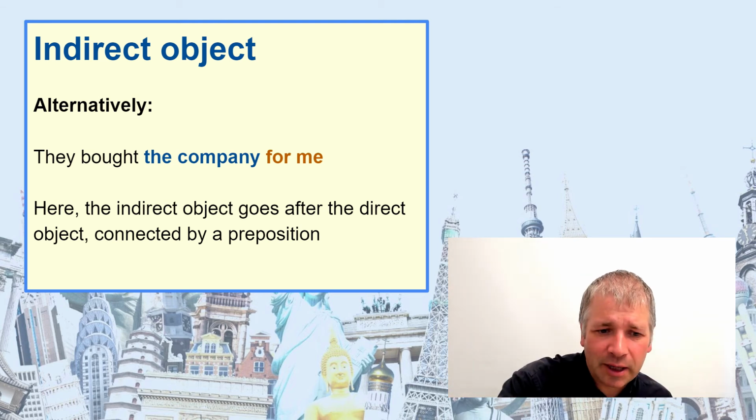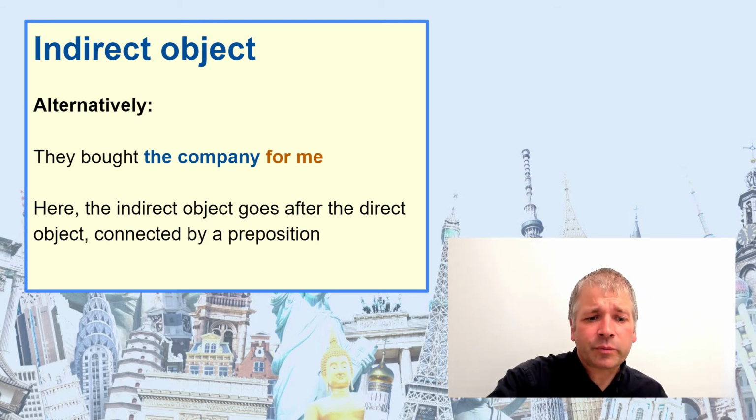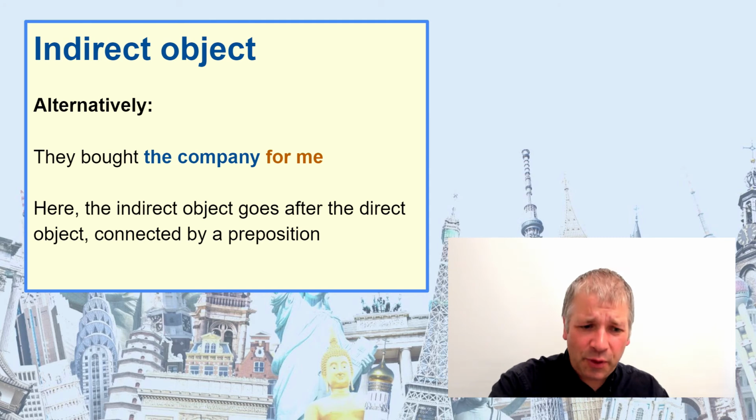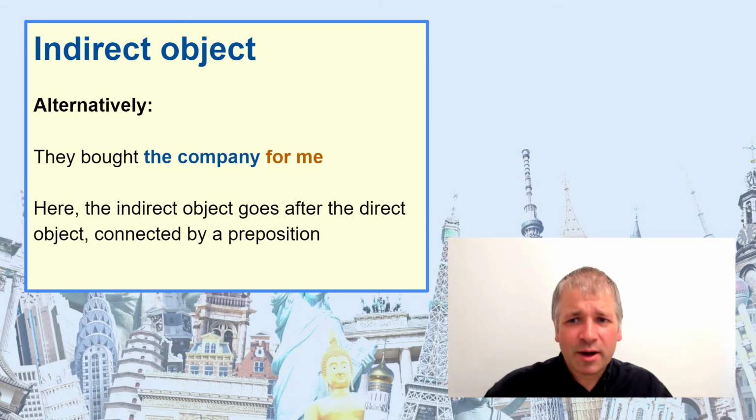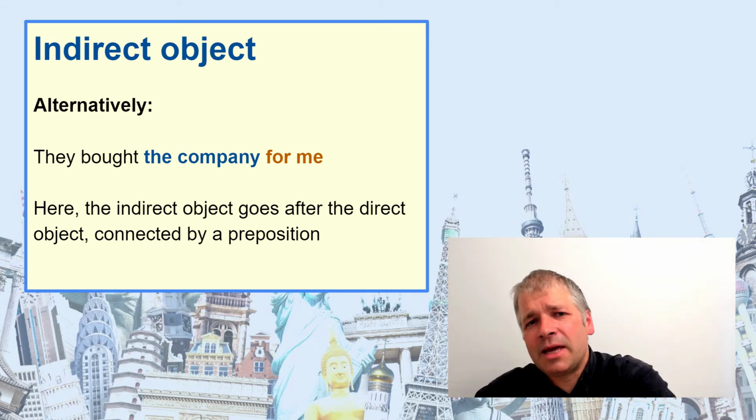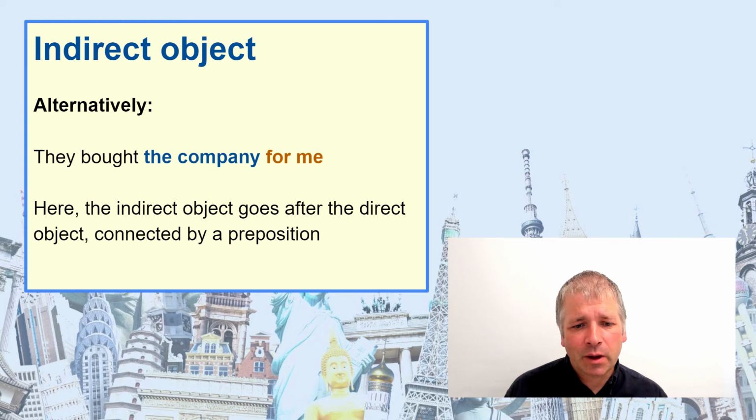The company was bought by the people. They bought the company for me. So the people bought the company, but their intention was to then give it to me as well. So here the indirect object goes after the direct object, connected by a preposition.